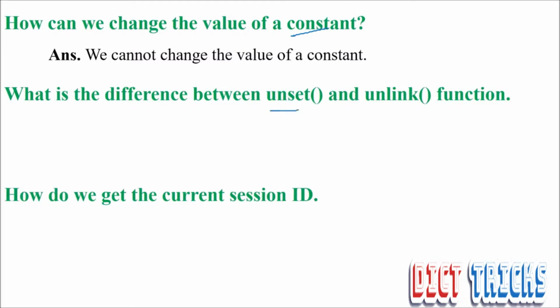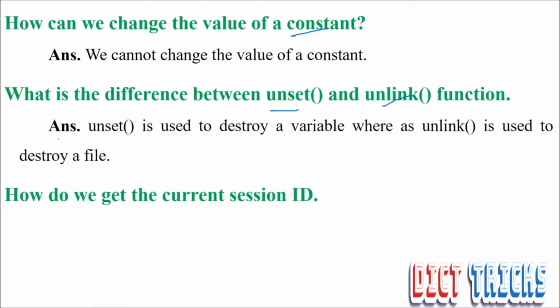What is the difference between the unset and unlink functions? Unset is used to destroy a variable, while unlink is used to destroy a file. Unset destroys a variable. Unlink is used to destroy a file.